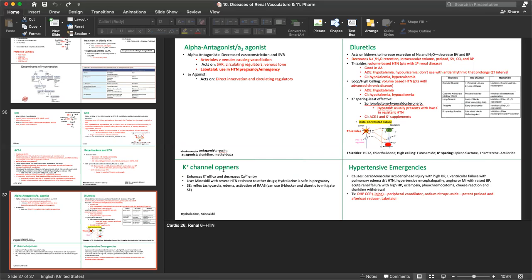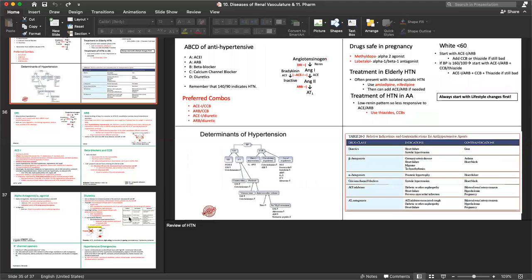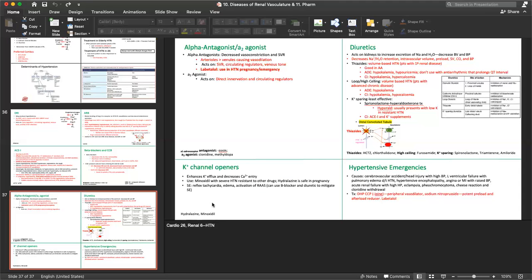Potassium channel openers would be our hydralazine and minoxidil. They're going to enhance that potassium efflux and decrease calcium reentry. Minoxidil can be used in severe hypertension resistant to other drugs, and hydralazine is another safe one in pregnancy, so I should have added it here. He didn't have that one as super important, so that's why I didn't include it, but I would know that one probably too, just in the future. And minoxidil is like Rogaine that you use on your hair, in the liquid form, just fun facts.